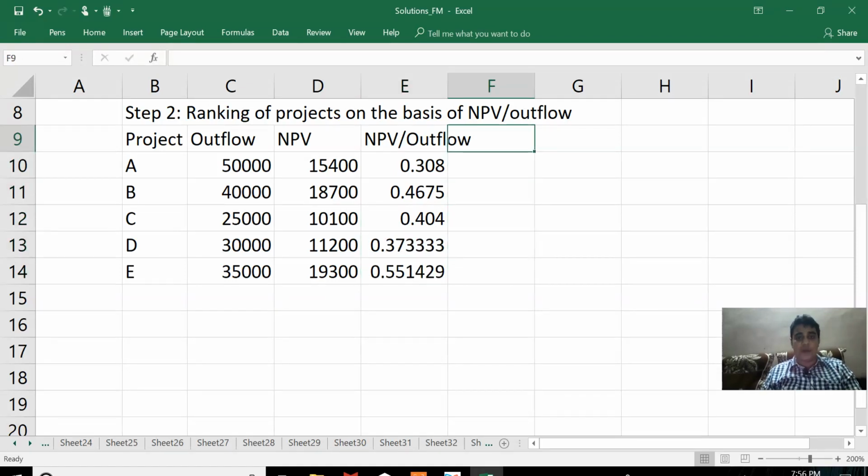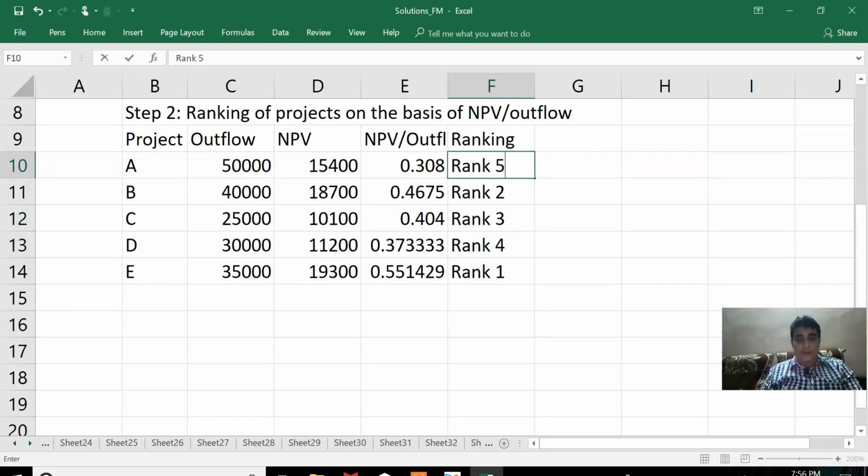Now based on this, I will do a ranking. Whichever gives me more NPV per rupee, that is my priority. So my ranking is rank 1, this gives me maximum 0.55. Rank 2, this gives me the second highest. Rank 3. Rank 4. And rank 5. This is my ranking.